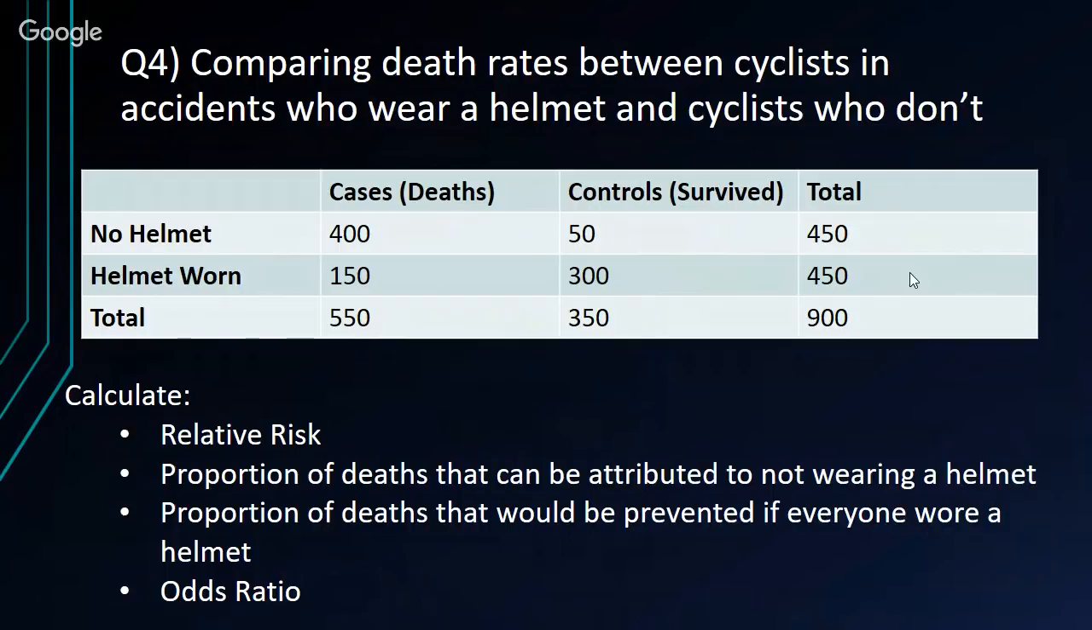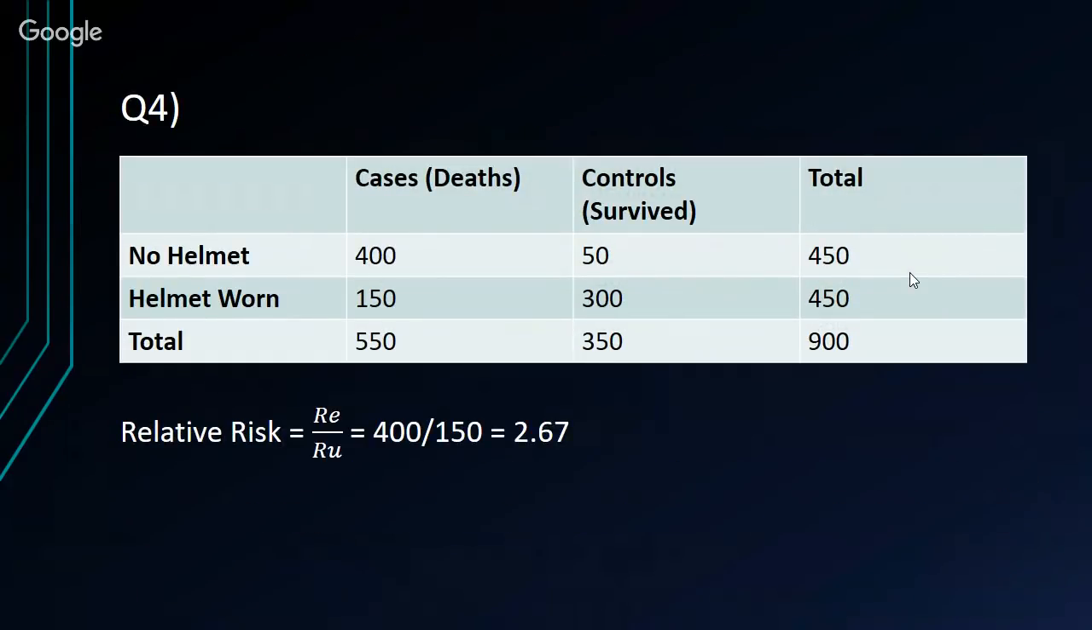You're right at the front, Karen. 400 divided by 150? Yeah, good work. Is that what you said, Hugh? Okay. You can come get a chocolate later. Yeah, so that sort of makes sense. The risk of exposed divided by the risk of those who weren't exposed. So 400 divided by 150. This basically says that you're 2.67 times more likely to be killed if you're involved in a cycling accident without wearing a helmet.